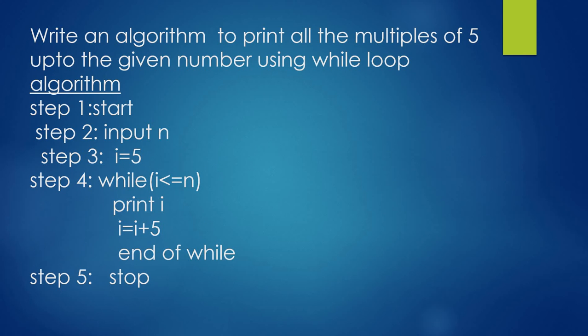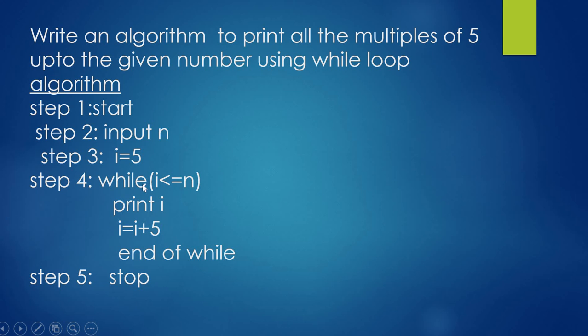One more example we can check. Write an algorithm to print all the multiples of 5 up to the given number using the while loop. What are all the multiples of 5? 5, 10, 15, 20, 25, 30 like that. Suppose we are giving the number 50, we need to write the multiples up to 50. If you are writing 20, then 5, 10, 15, 20. Then first it is using while loop.